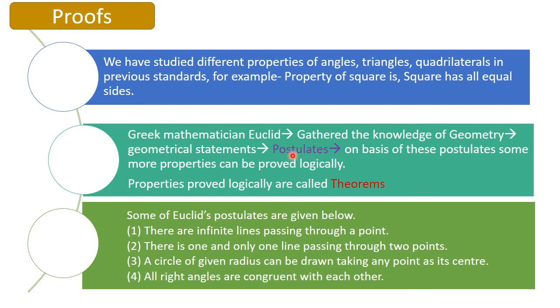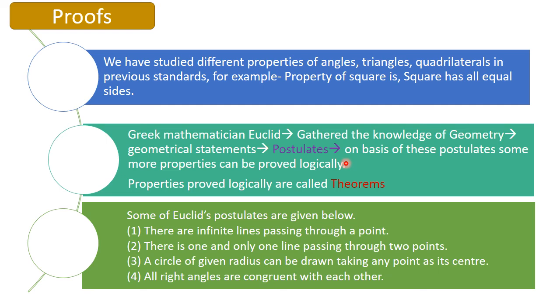Because if we prove a postulate logically, then we call it a theorem. Other scientists had just given these properties in the form of statements, but nobody had proved them. Some of these properties we could actually prove. So how do we prove these statements? We measure the sides of a square using a scale. These are called proofs.